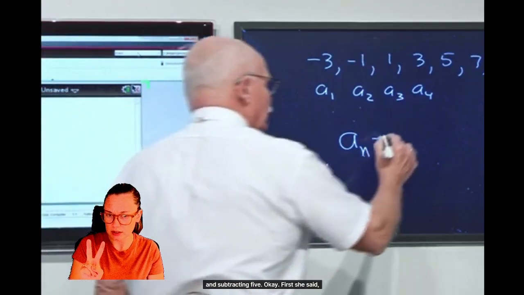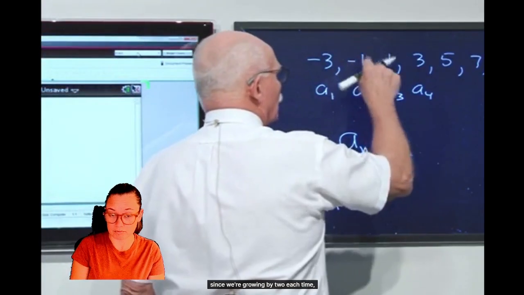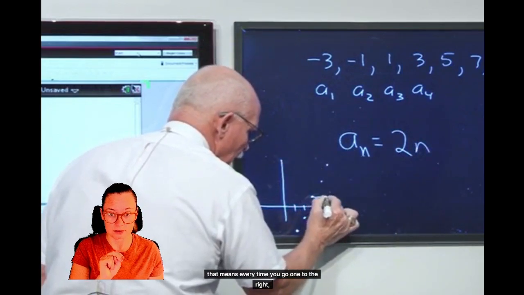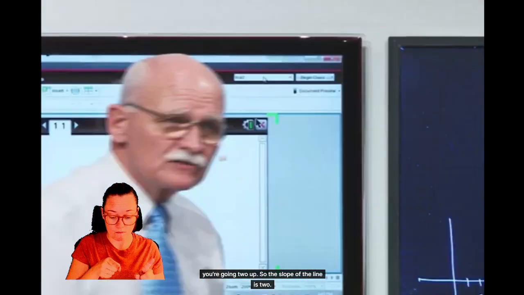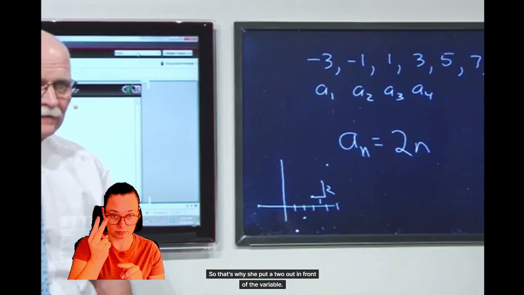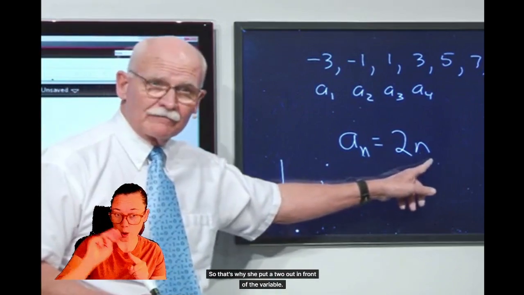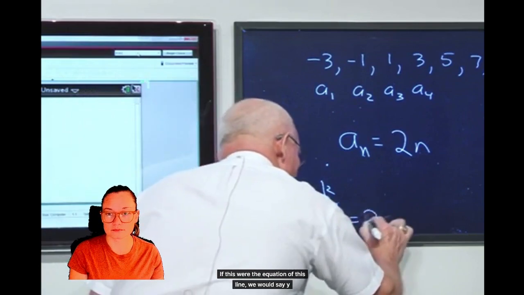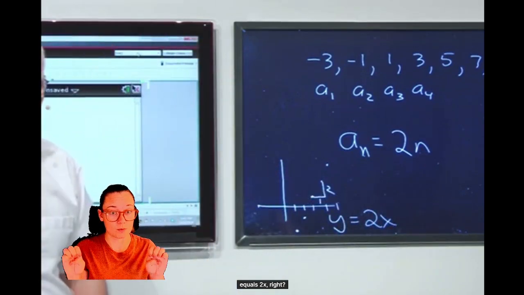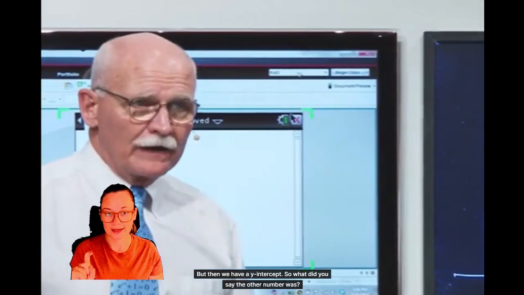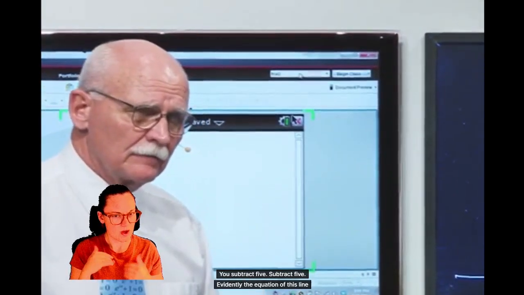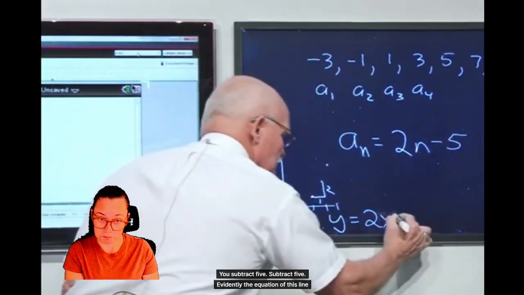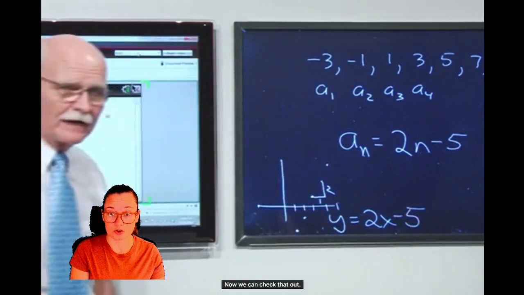Okay. First, she said, since we're growing by 2 each time, that means every time you go 1 to the right, you're going 2 up, so the slope of the line is 2. So that's why she put a 2 out in front of the variable. If this were the equation of this line, we would say y equals 2x, right? But then we have a y-intercept. So what did you say the other number was? You subtract 5.